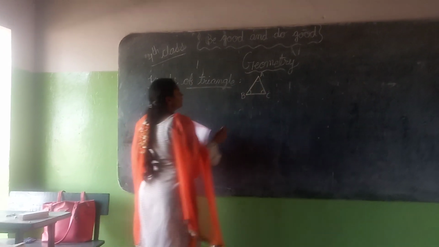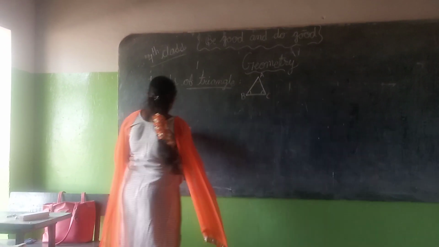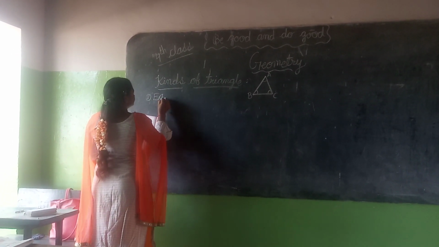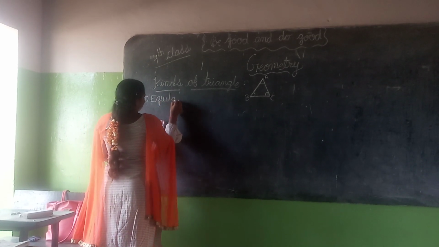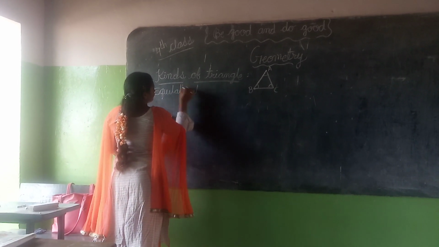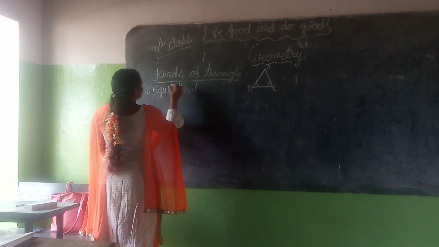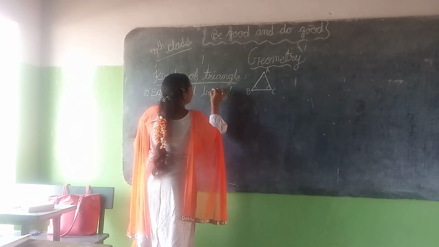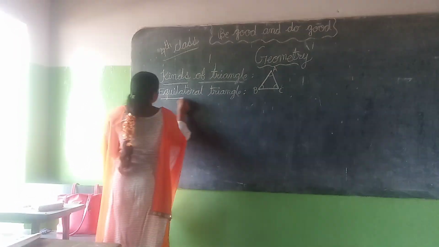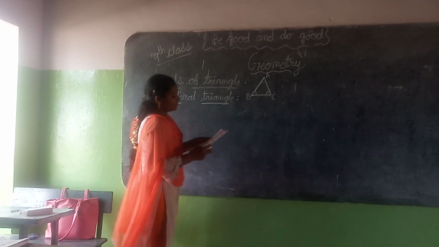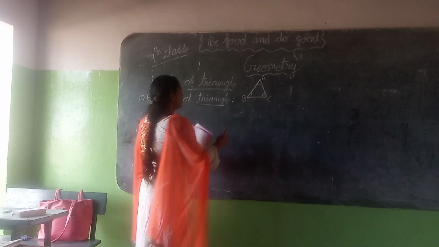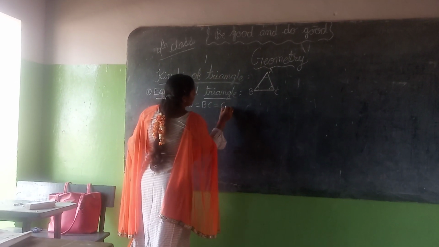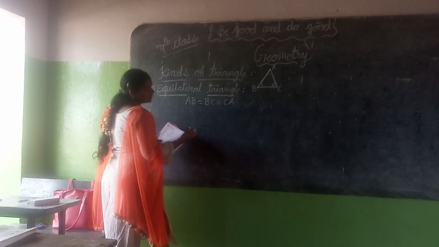If the three sides are equal, that triangle is called an equilateral triangle. Okay? First one is the equilateral triangle. So what is an equilateral triangle? All the three sides are equal in an equilateral triangle. That means AB is equal to BC is equal to CA. This type of triangle is called an equilateral triangle.